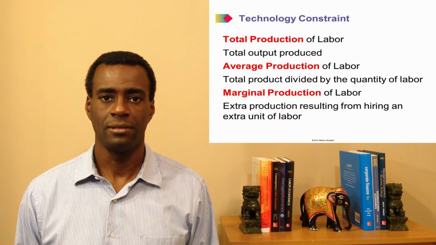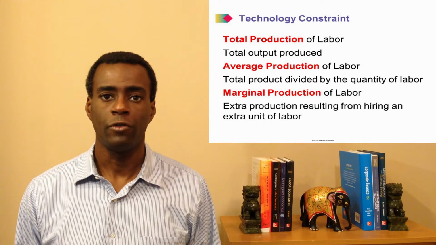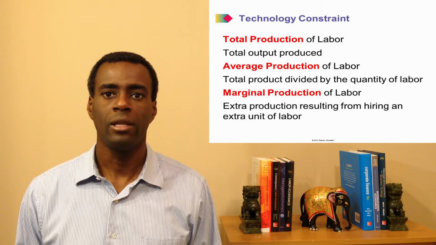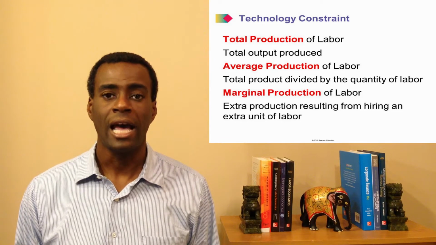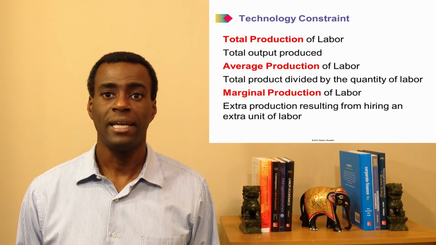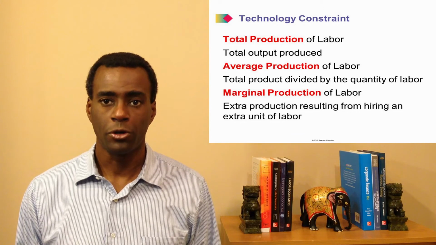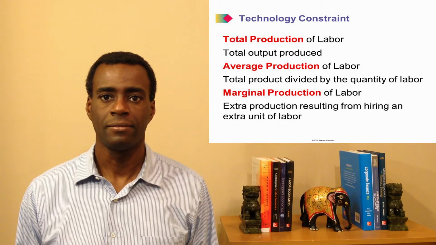Now, let's divide production into three categories. Total production, which is of course the amount of goods produced when labor is hired. Average production, which can easily be calculated by dividing the total production of the firm by the number of workers that the firm has hired.